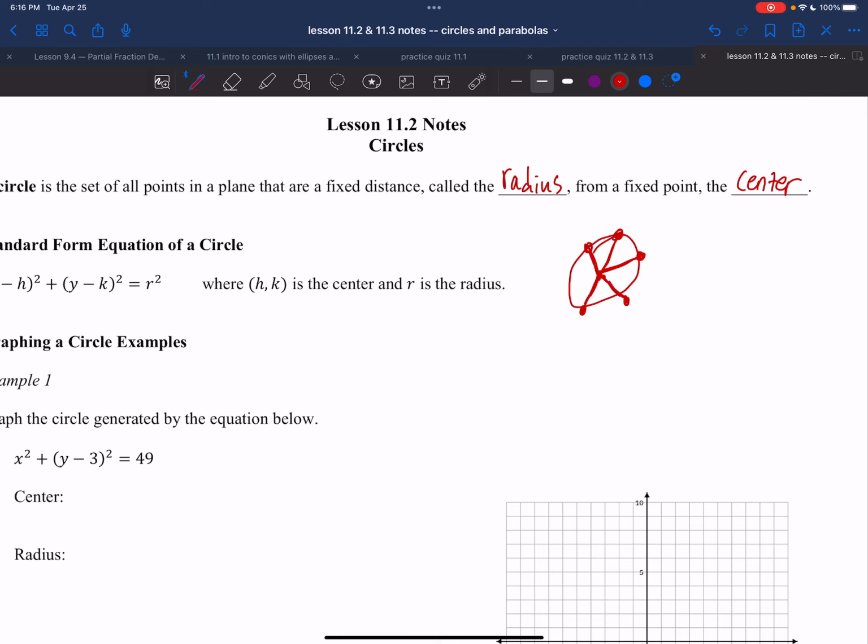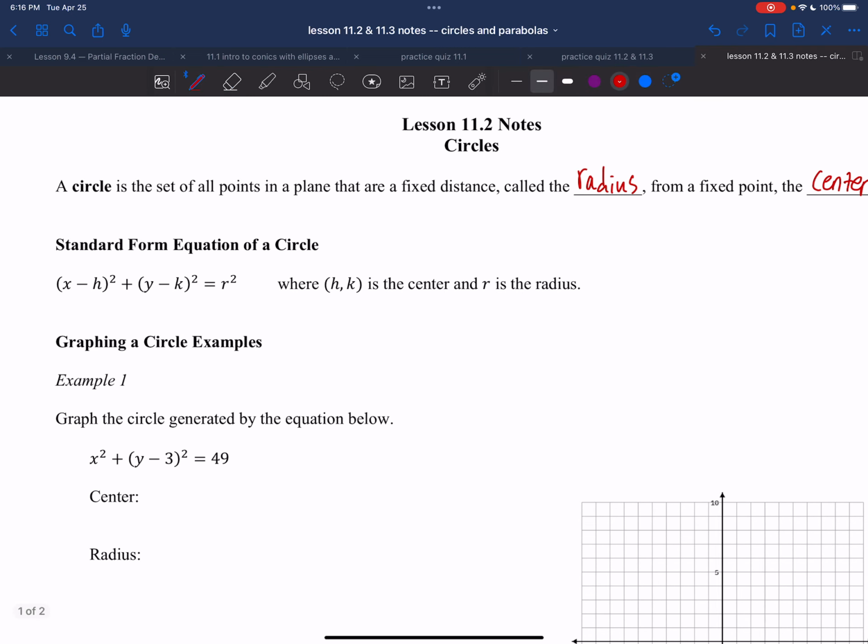I know, that was kind of bad. Maybe more like... That was still pretty bad. But anyway, you know what a circle is. Equidistant from the center, yeah?